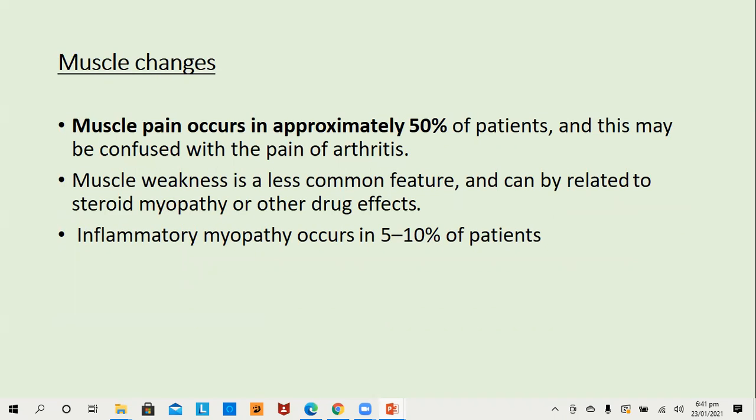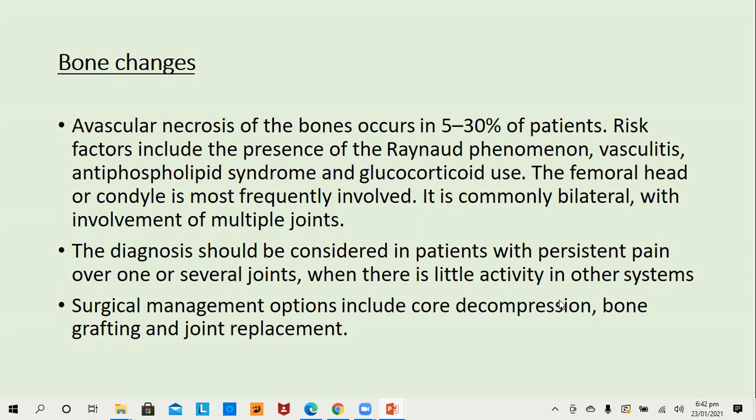Muscle changes. Muscle pain occurs in approximately 50% of the patients, and this may be confused with pain of arthritis. Muscle weakness is a less common feature and can be related to steroid myopathy or other drug effects. Inflammatory myopathy is not a feature of SLE, but 5 to 10% of the patients may present with inflammatory myopathy. Bone changes. Avascular necrosis of bone occurs in 5 to 30% of the patients.